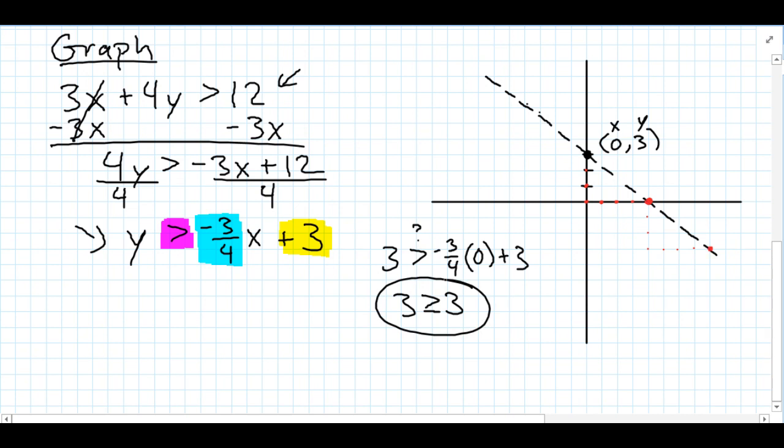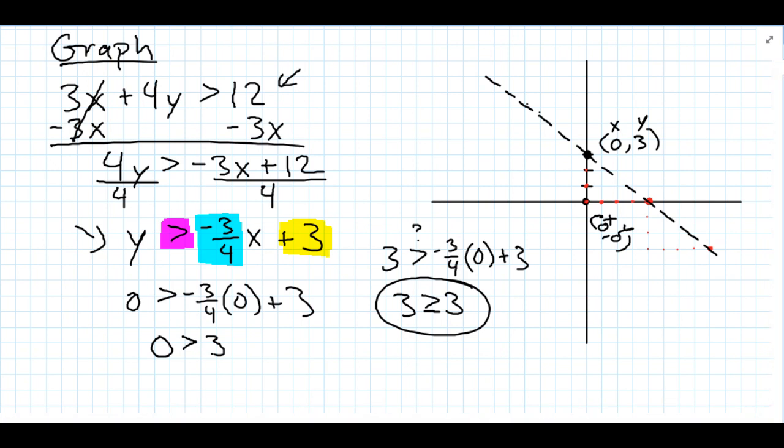So for example, my favorite point in this case to test is always 0, 0. It's the easiest one to evaluate. 0, 0. That's my x and that's my y. I'm going to go ahead and plug it into the slope-intercept form. And you'll end up with 0. Is that greater than negative 3 over 4 times 0 plus 3? Do the evaluation. You end up with 0 is greater than 3. And that just does not make sense, right? 0 is not bigger than 3. It should be the other way around.